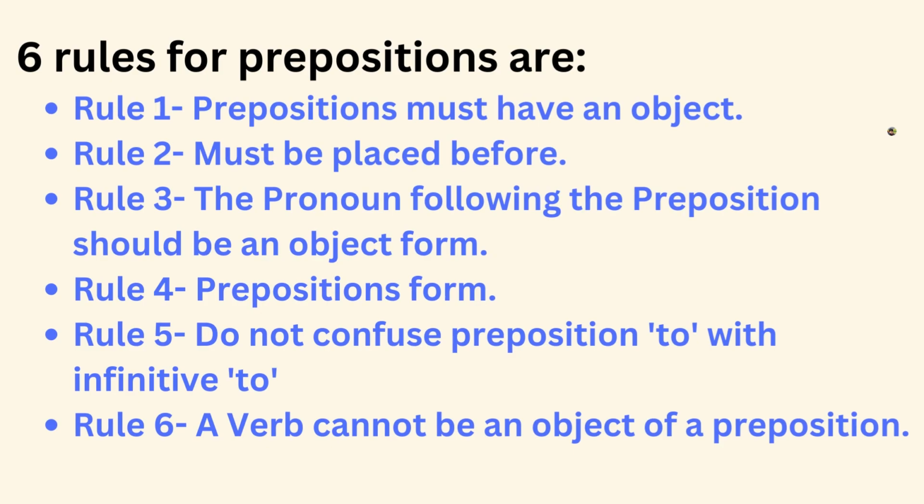Six rules for prepositions are: Rule 1. Prepositions must have an object. Rule 2. Must be placed before. Rule 3. The pronoun following the preposition should be an object form. Rule 4. Prepositions form. Rule 5. Do not confuse preposition to with infinitive to. Rule 6. A verb cannot be an object of a preposition.